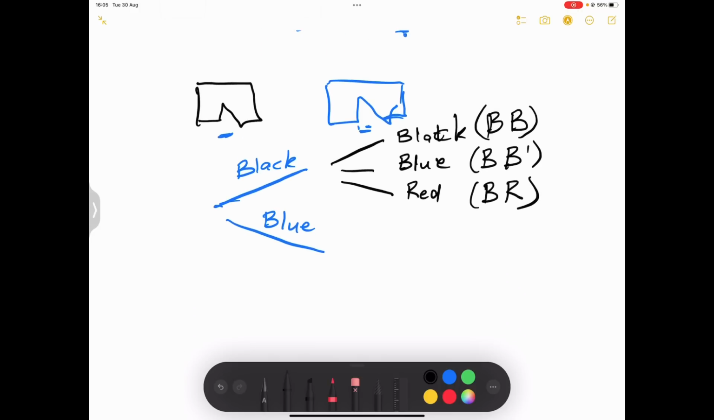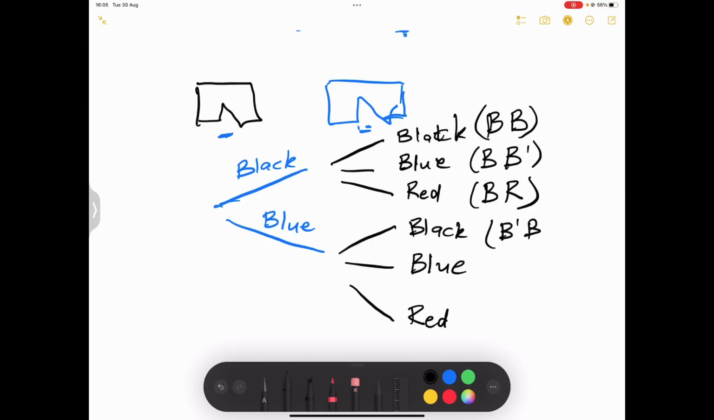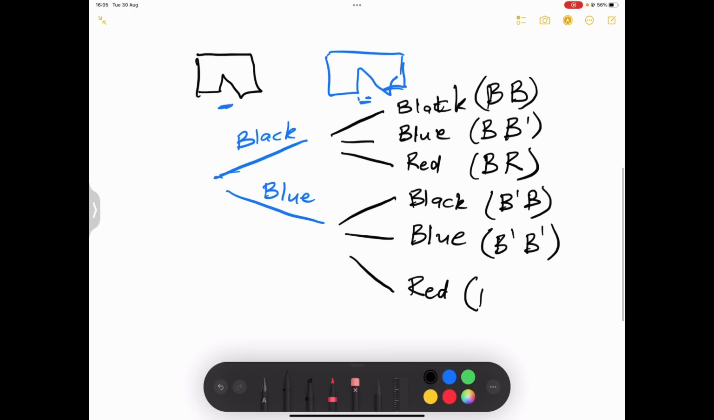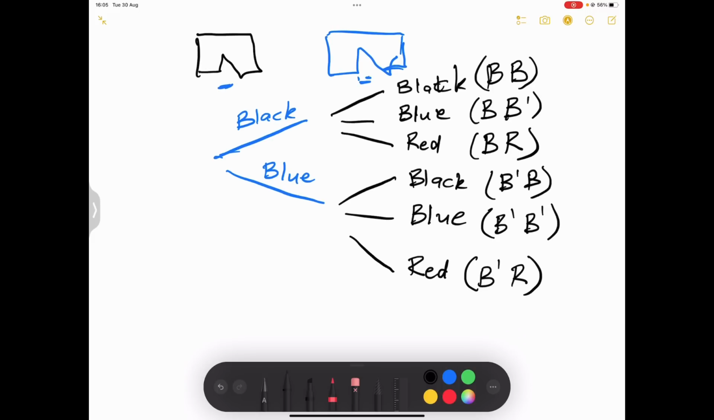But then again, I could have the same thing with the blue pants with the black t-shirt. I could have the blue pants with the blue t-shirt, and I could have the blue with the red. Remember we said blue would be B dash, and that's black. And I would have blue with blue, B dash and B dash, as well as blue and red. So how many possibilities do we have? We've got 1, 2, 3, 4, 5, and 6.